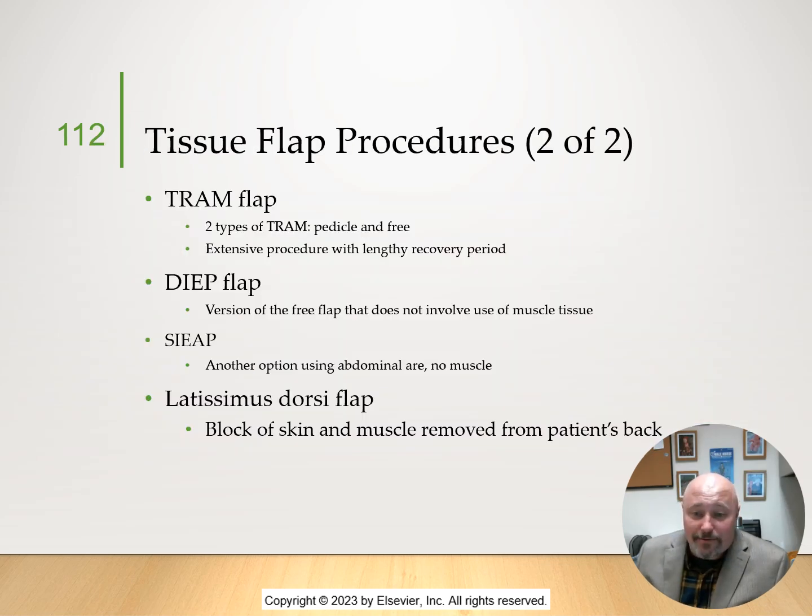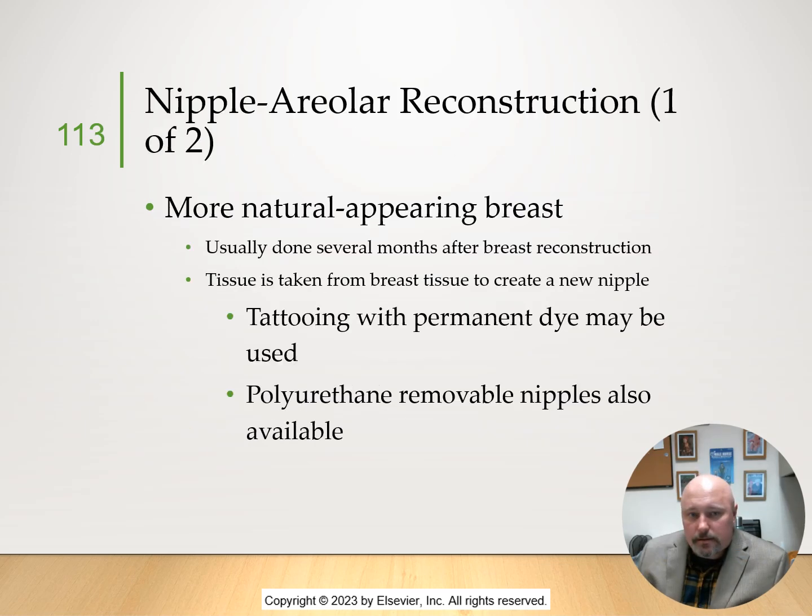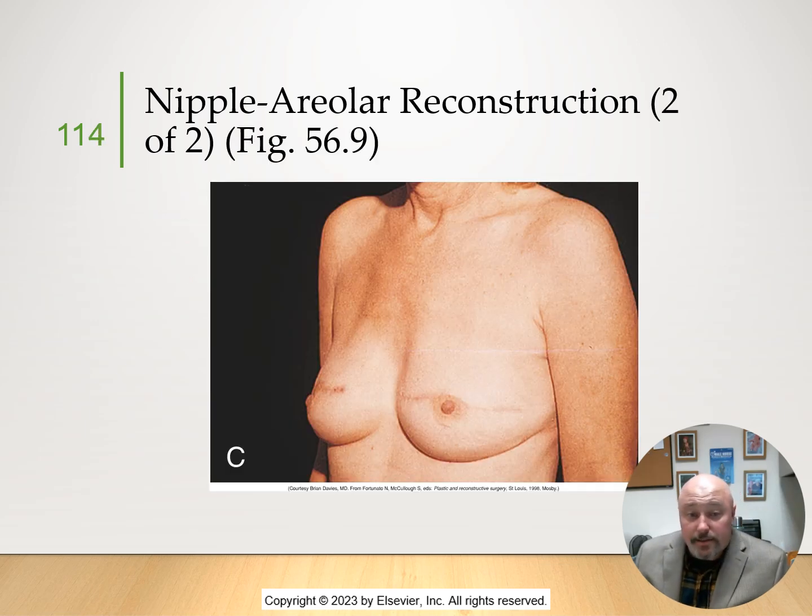These surgeons may have a variety of different techniques they could use to obtain that tissue, such as the TRAM flap technique. Nipple areolar reconstruction may be another technique used, and this is done to keep a more natural appearing breast, and it's usually done several months after the breast reconstruction. In this case, tissue is taken from the breast tissue to create a new nipple. Tattooing with permanent dye may also be used. Here in figure 56.9 is just a diagram of how successful some of these reconstruction surgeries can be.